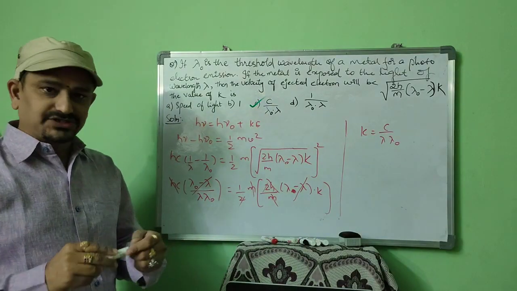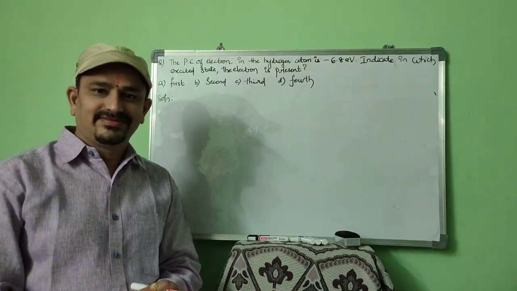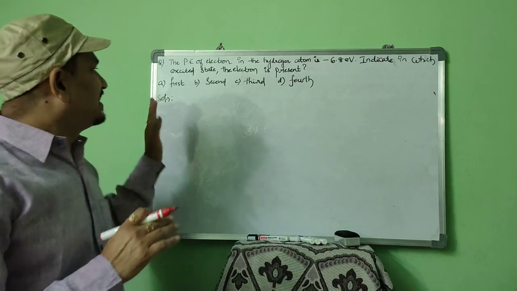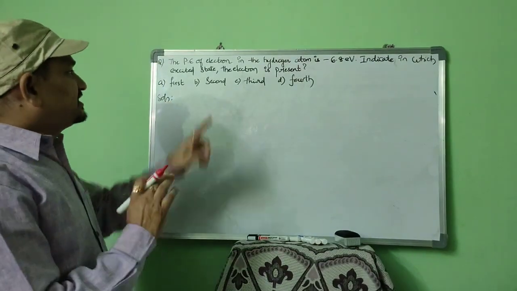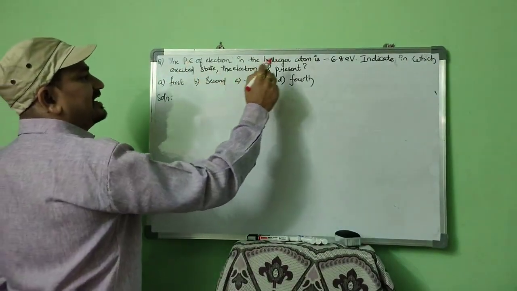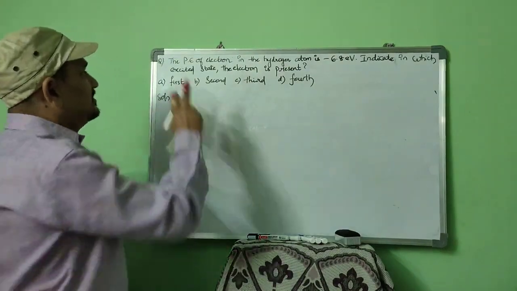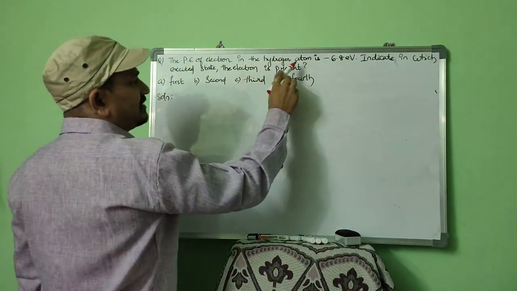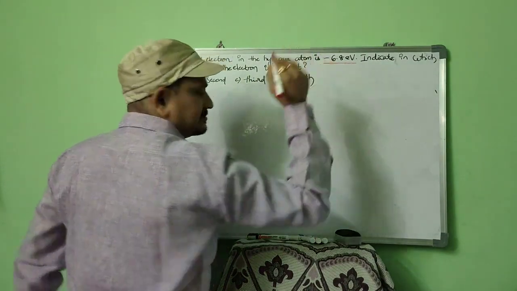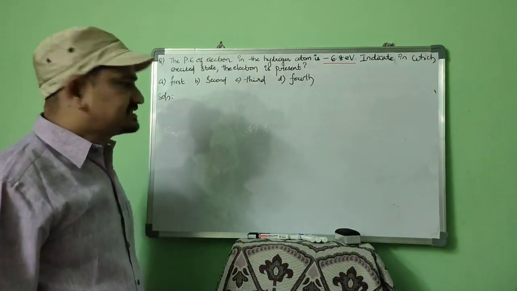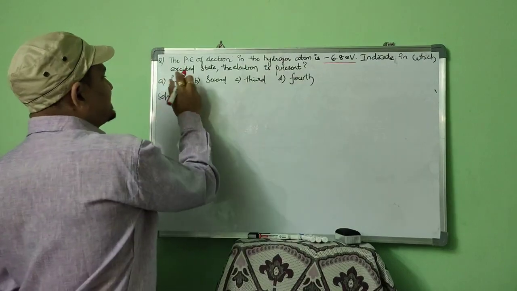This is the next question, right? The potential energy of an electron in a hydrogen atom. See, luckily it is a hydrogen atom; usually a one-electron species will be given. The potential energy of the electron in a hydrogen atom is given as minus 6.8 electron volts. Indicate in which excited state.